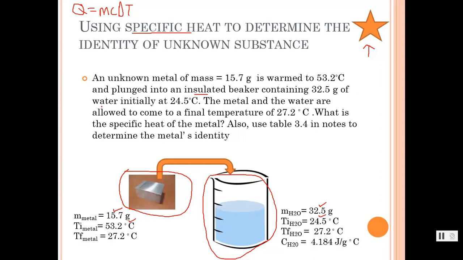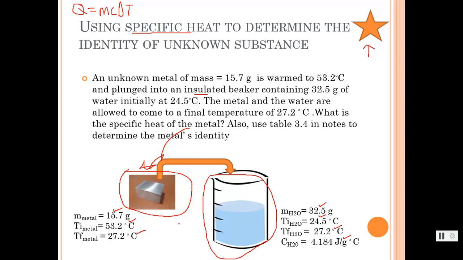It says the metal and the water are allowed to come to a final temperature of 27.2 Celsius. So this hot metal is placed into the beaker with cool water, and they both get the same final temperature because they're both in the same system. They both have the same final temperature of 27.2 Celsius. And then I also give you the specific heat of the water, but I want to know the specific heat of the metal. Once you find that specific heat, you can look in this table or in your notes to determine its identity.